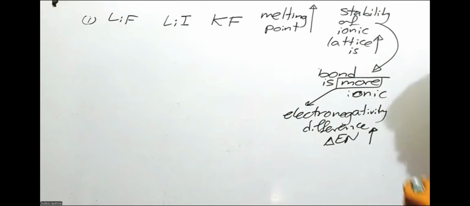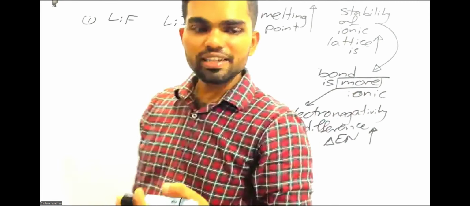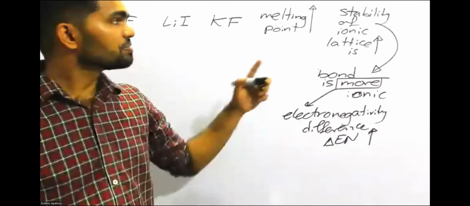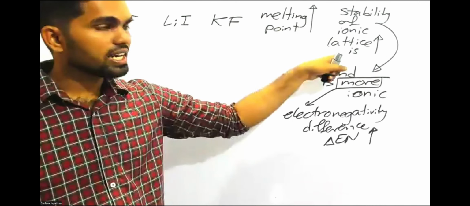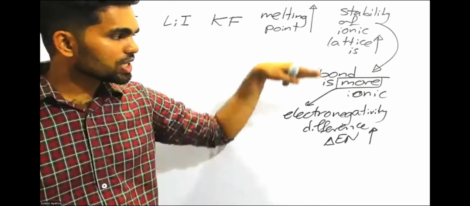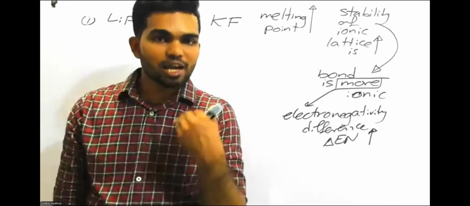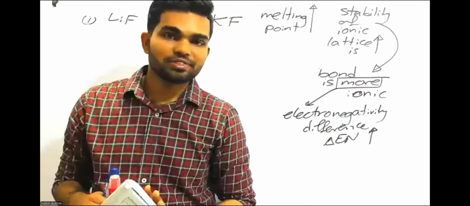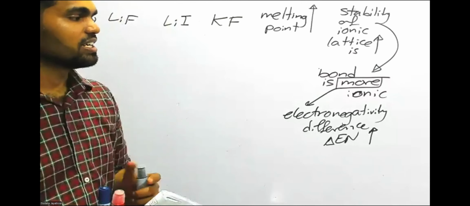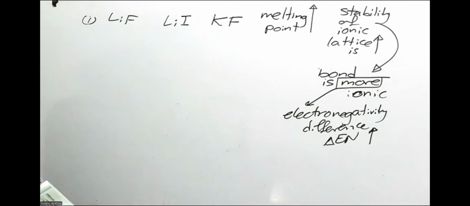This is the logic. Okay, so we need to add a few things to this explanation. Because if I say briefly for the video, melting point depends on ionic lattice stability, but ionic lattice stability depends not only on the ionic character, it also depends on the lattice energy, which we are going to discuss later. Understand? For the video's sake, let's compare this only with the electronegativity difference.